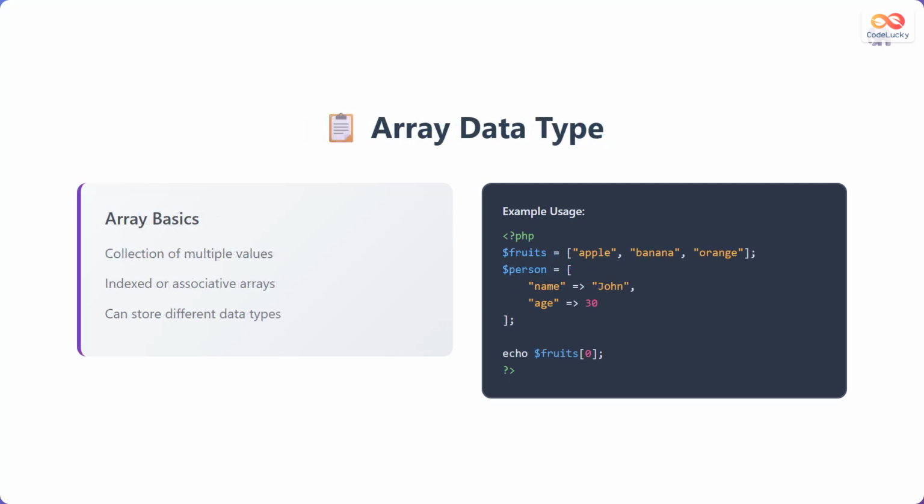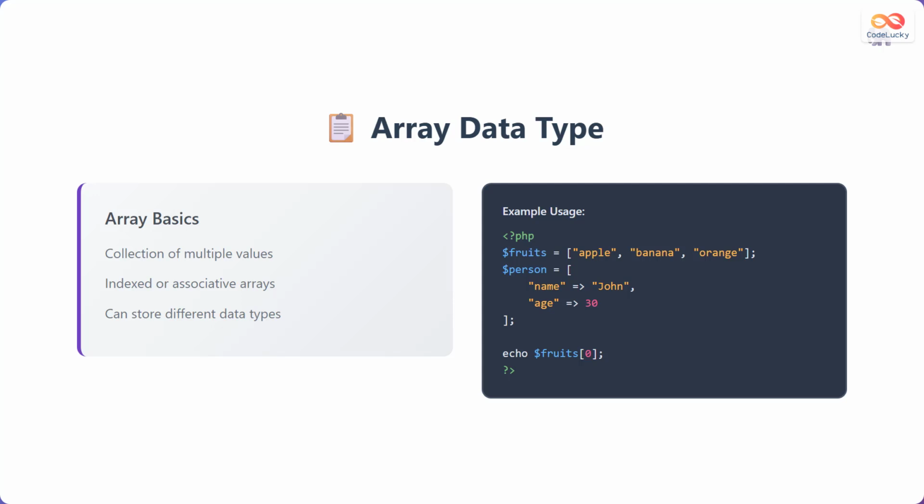Arrays in PHP are collections of multiple values, stored under a single variable name. Arrays can be indexed, where each element is accessed by a numerical index, or associative, where each element is associated with a named key. Arrays are incredibly versatile because they can store values of different data types within the same array. For example, the variable fruits is assigned an array of strings, namely apple, banana, and orange.